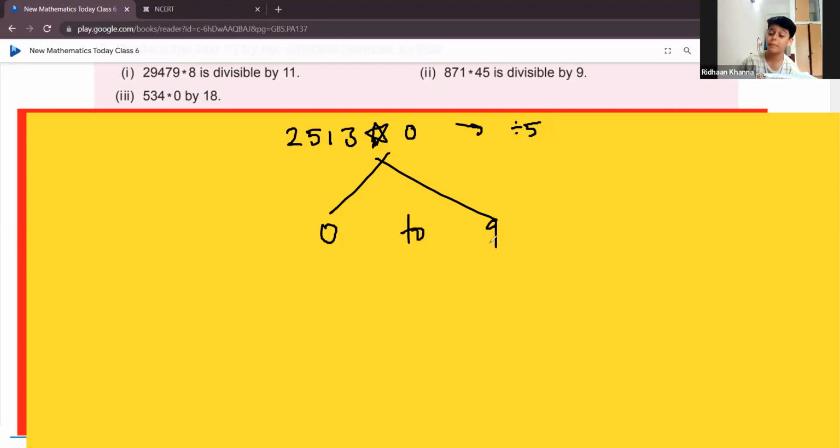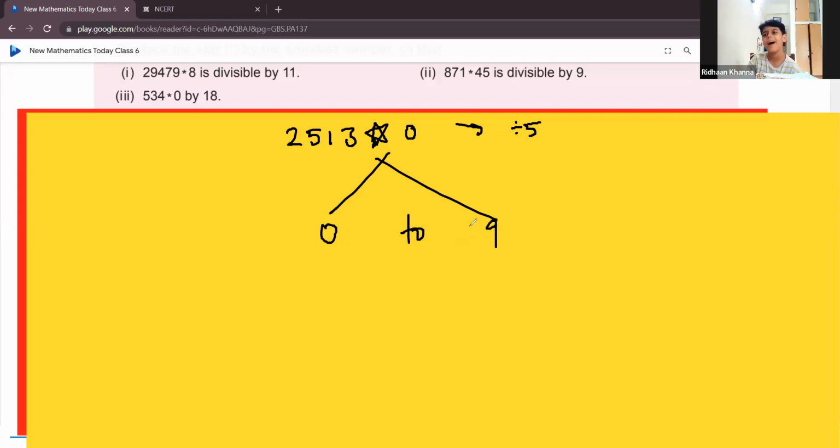So if they ask you the smallest digit that should replace the star, that is 0. If they ask you the biggest digit that should replace the star, it is 9. If they ask you for all the options that can replace the star, that is 0, 1, 2, 3, 4, 5, 6, 7, 8, 9. Understood or not? Yes, ma'am. Ridan, clear or not?